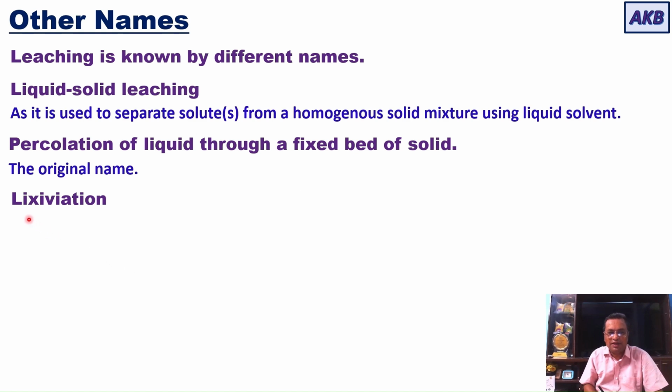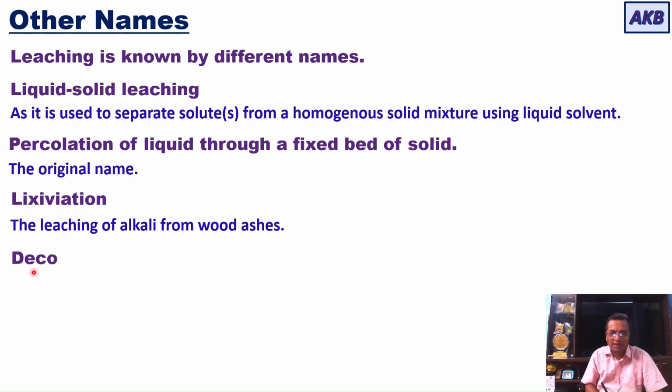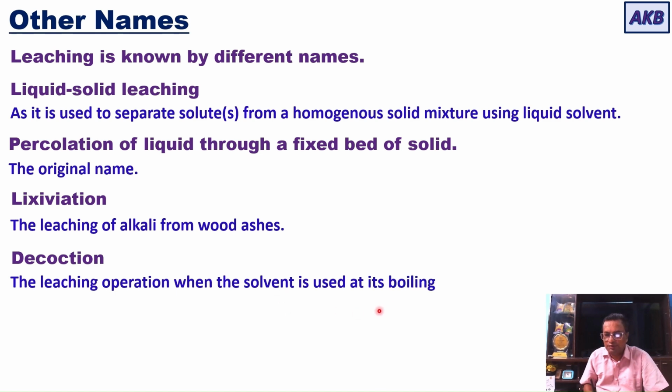Then you have lixiviation. What is lixiviation? It is leaching of alkali from wood ashes. A particular name is given to this operation: the operation is leaching of alkali from wood ashes, and the name is lixiviation. Then you have another name, which is decoction. When you use the solvent at its boiling point, that leaching operation is called decoction.